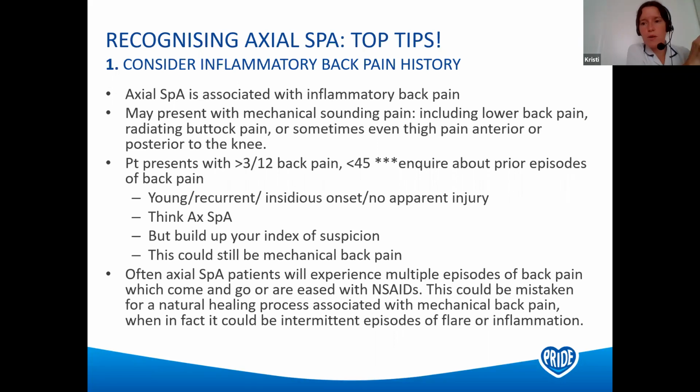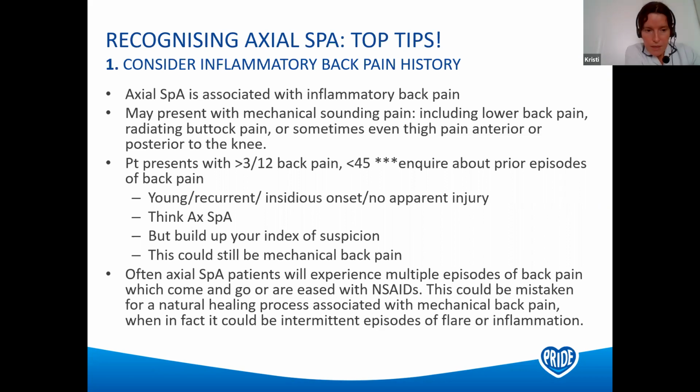Recognizing axial SpA. So top tips for you. Consider the inflammatory back pain history. I think that's a really big one. Obviously, it's our most common sign of axial SpA. But patients may present with mechanical type pain, so low back pain, radiating buttock pain, sometimes even thigh pain or pain anterior or posterior to the knee.